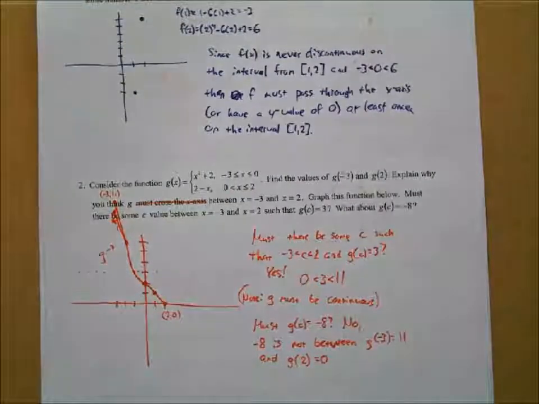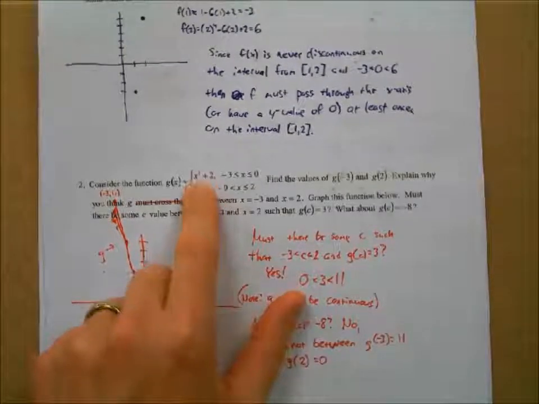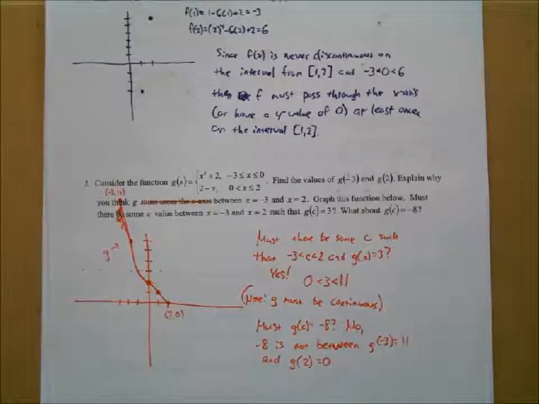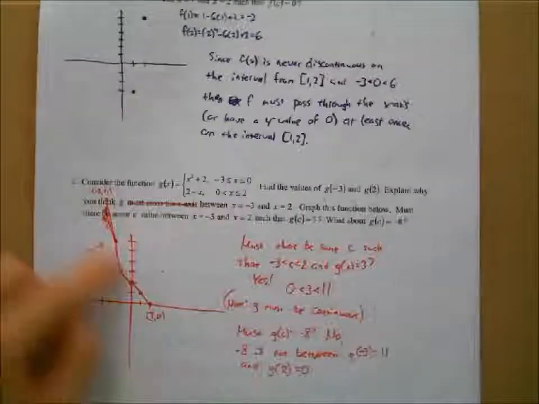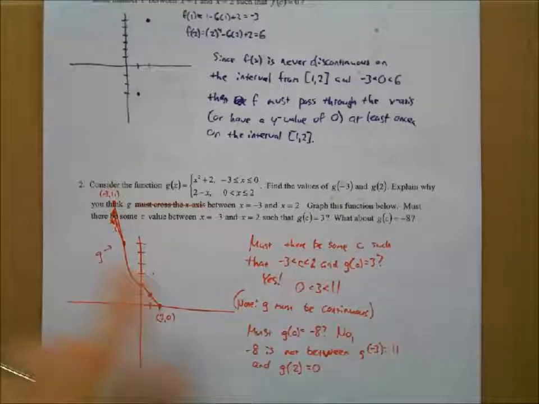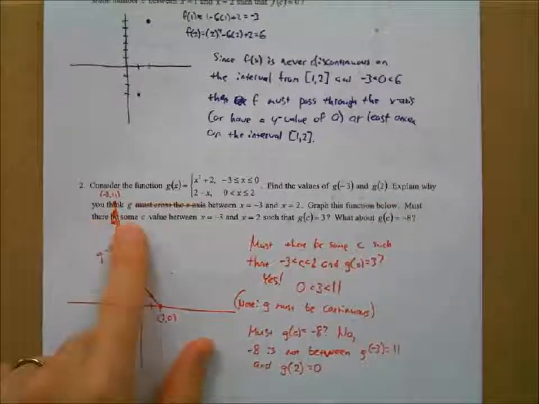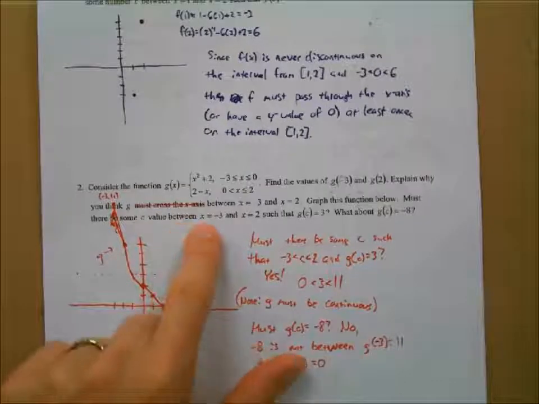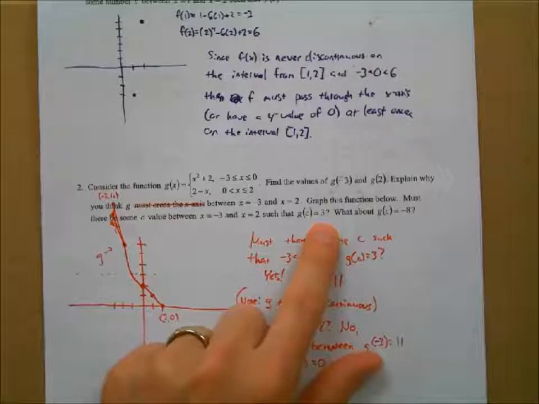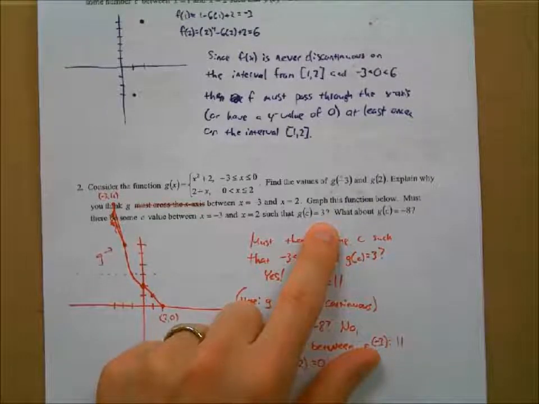It's piecewise, right? So we do have the opportunity here for it to be discontinuous. However, the individual pieces are never discontinuous, and at 0 it does join up, so we don't have anything to worry about there. The function is continuous. The question here now is not, must the function equal 0? Must there be some c value between x equals -3 and x equals 2 such that g of c is 3? So now we're saying, must our function be 3 at some point?